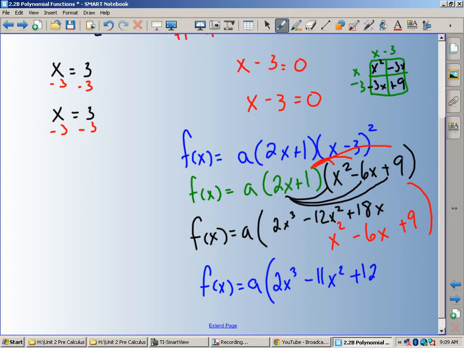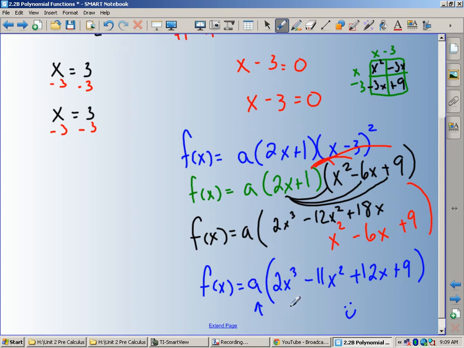This is what I was looking for. But the problem is that there are many solutions because we don't have an x or a y value to plug in to actually get what the a value is, the stretch or compression that could exist, or maybe even a reflection across the x-axis.